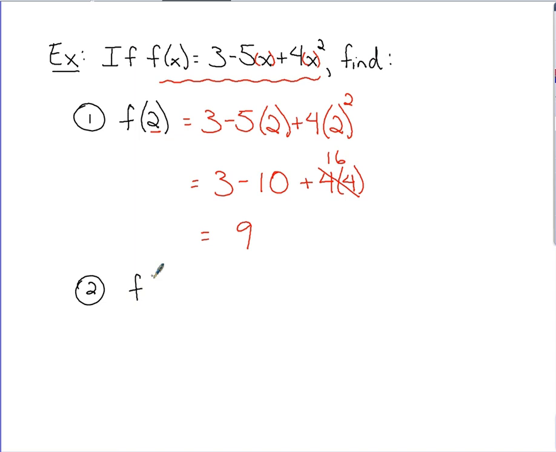Now let's keep that same function in mind and let's try this one. I throw this in here not because the concept's supposed to be difficult, but because negative signs are always an issue for us. So let's find f of negative 1. Following the same pattern as the first problem, plug it in for x, this time negative 1. I've got 3 minus 5 times negative 1 plus 4 times negative 1 squared.